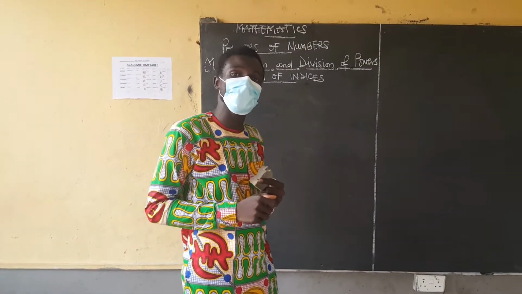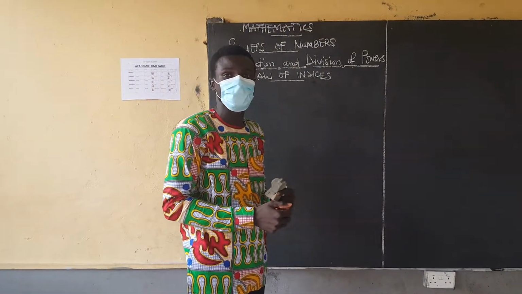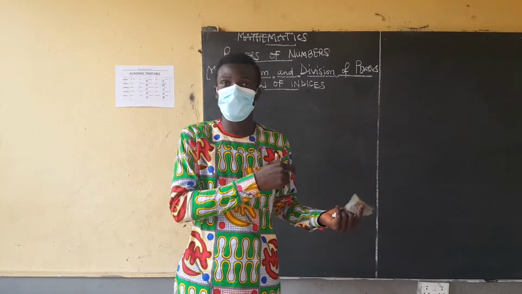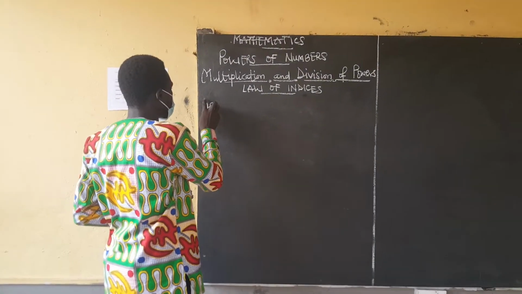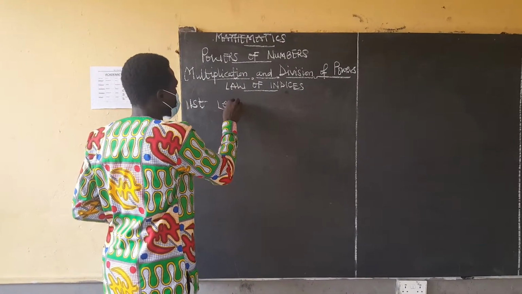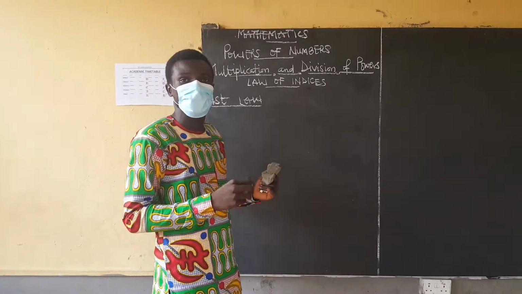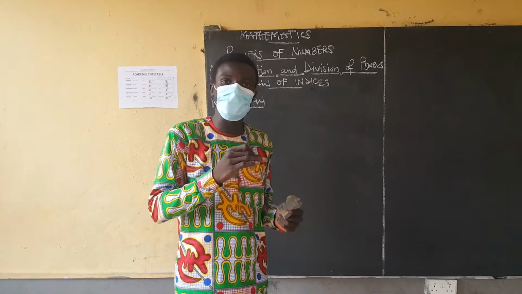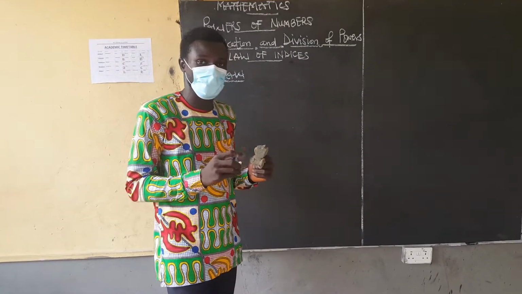Now, to multiply or divide powers of numbers, we need to use the law of indices. So we will look at what the law of indices are, then we'll know how to multiply out of these laws. So let's look at the first law of indices. The first law says that if you are multiplying powers having the same base, we pick one of the base and add the powers. That is the first law.